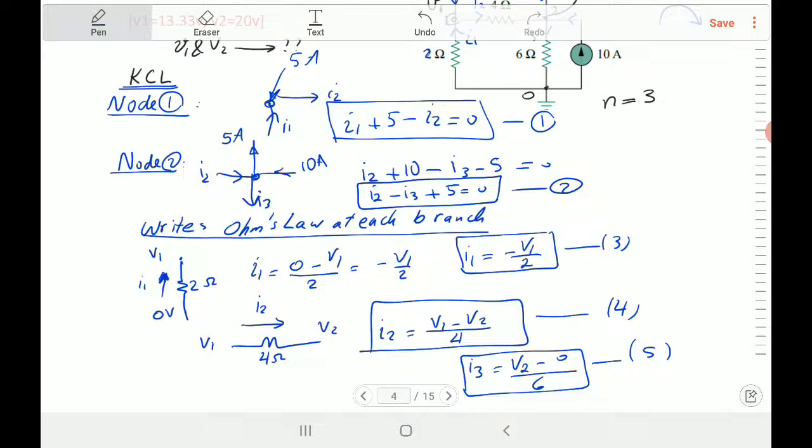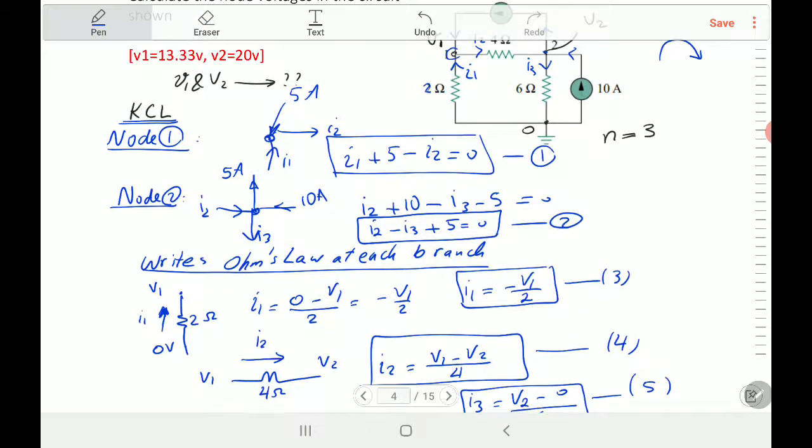So I1 plus 5 minus I2, I will substitute by I1 is minus V1 over 2, I put it there, and I2 by V1 minus V2 over 4. Okay, I will just make a copy of it. I will write it down first on a piece of paper, because if I flip this page, I will not be able to see it. You can check when you review.